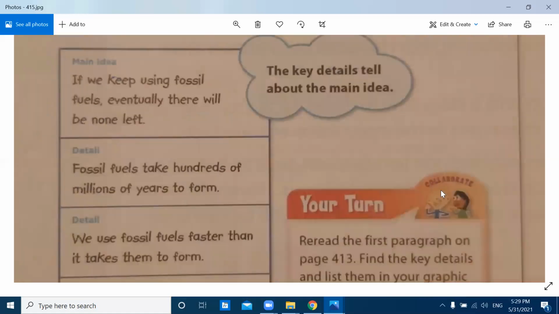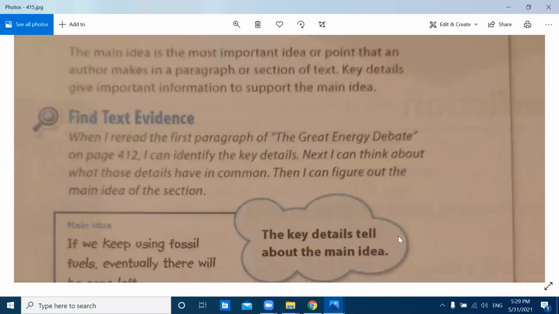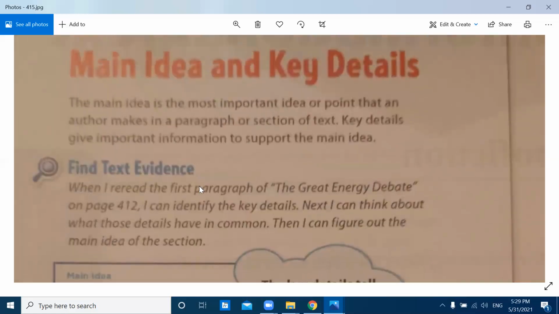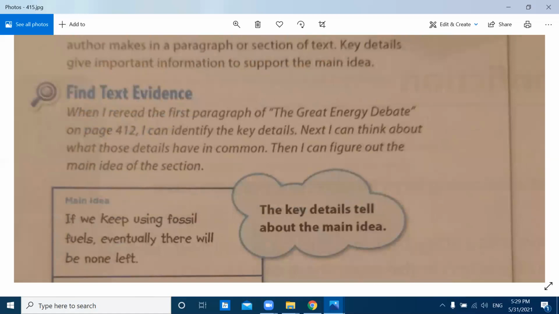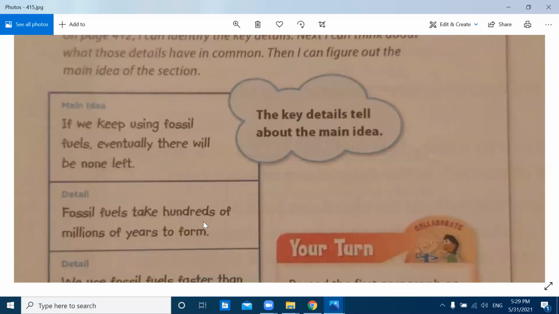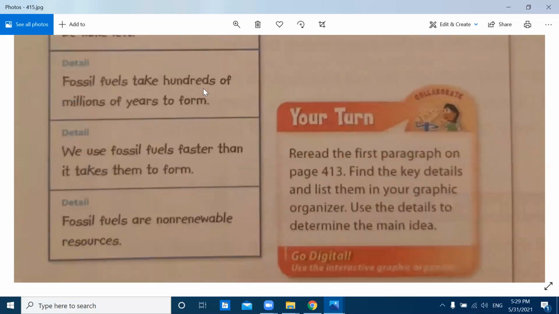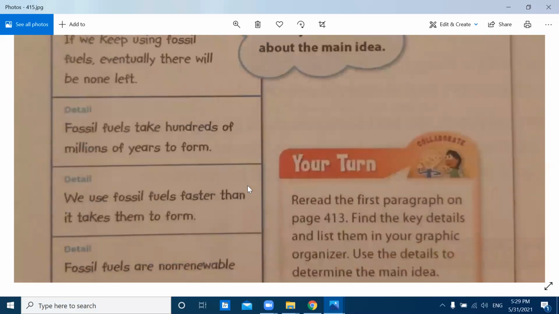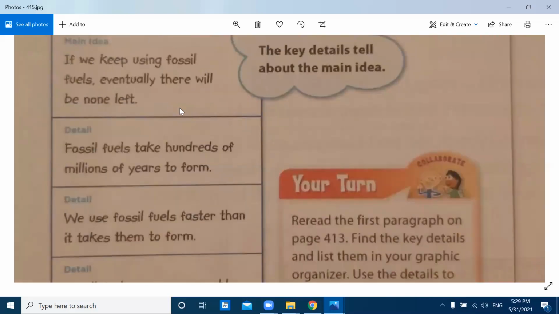Okay? All right, so this is the difference between a main idea, the most important point. All of those details are giving us information about this idea. And key details are the sentences that give the information about the main idea. Like here, there's 1, 2, 3. These 3 give us more information about our main idea.